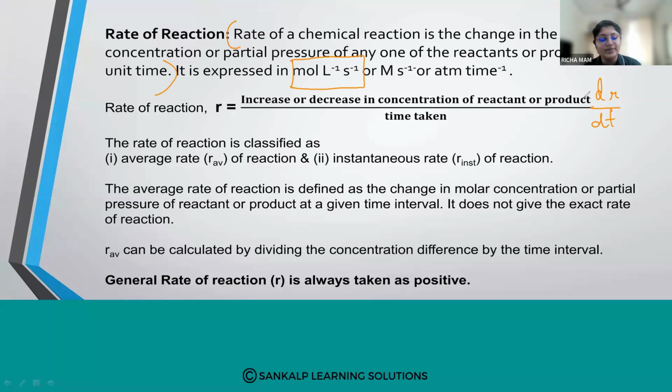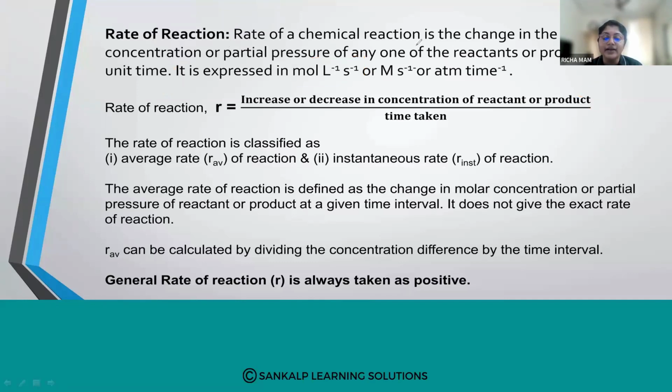So this is with respect to what? So it can be plus or minus. If it is an increase, it will be plus. If it is a decrease, it will be minus. So it is given by plus or minus dx by dt. So this is about rate of reaction.